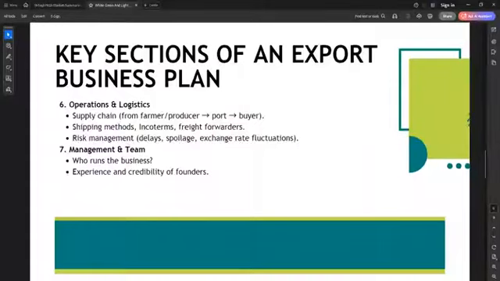Which port are you using? Is it airport? Is it seaport? Is it a consignment? So what are the shipping methods, for instance? The Incoterms, are you going to be using freight forwarders? Is your staff going to be the one in charge of these consignments or of these shipments? So you need to also list that all out.